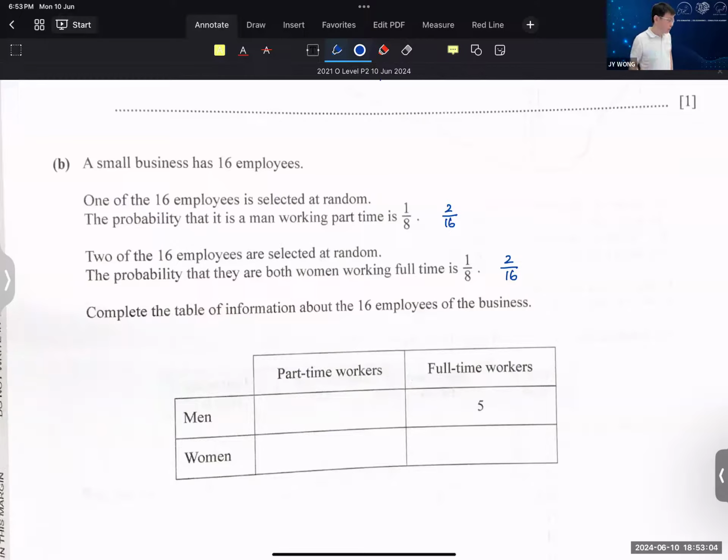Solve this algebraically is the easiest. So this is one of those probability questions that will end up being a quadratic equation. It will end up being a quadratic equation, and then you will find the value. Okay. You can let X be the number of men. No, let X be the number of women working full-time.